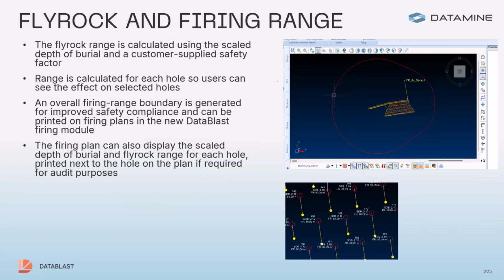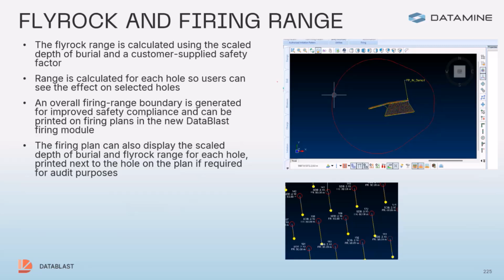Okay, so next. Fly rock and firing range. Fly rock is calculated using the scaled depth of burial and a customer-supplied safety factor. So if your calculated hole, say, has a firing radius of 20 meters, you can put a customer-supplied safety factor in there of 1.5, which will give you a 30-meter range. It just gives that added area of safety which some people would require.